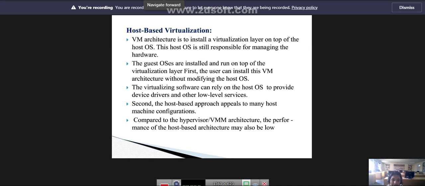First, the user can install this virtualization architecture without modifying the host operating system. The virtualizing software can rely on the host operating system to provide device drivers and other low level services. So second, the host based approach appeals to many host machine configurations. Comparing to the hypervisor VMM architecture, the performance of the host based architecture may also be low. Okay. So this is called the host based virtualization.